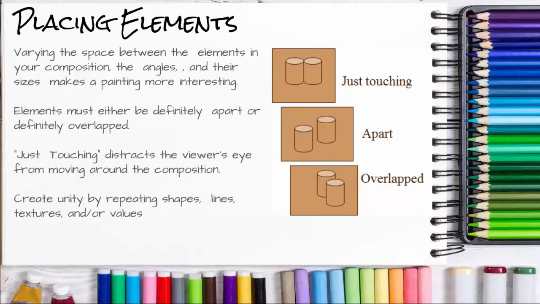It's one of those things where the viewer will look at it and it will feel awkward to them, but they probably can't put it into words. So you can create unity and variety by repeating shapes, lines, textures, and values. So that's just a little example of placing things. Like I said, totally apart or overlapped. Try to avoid this one.